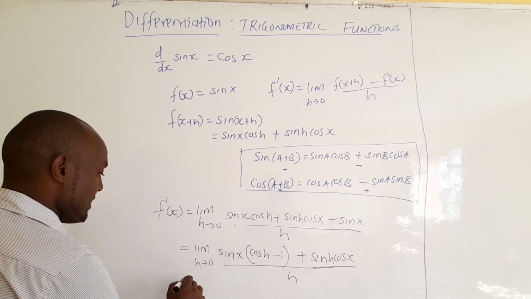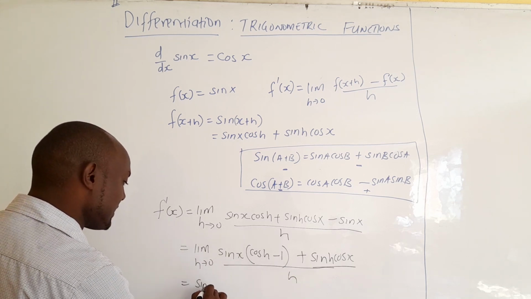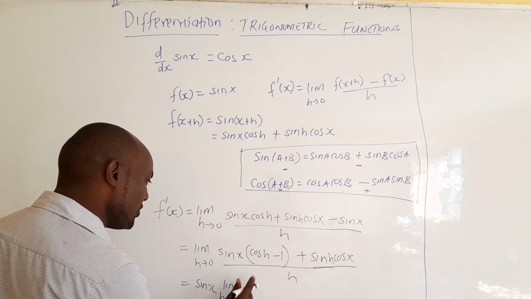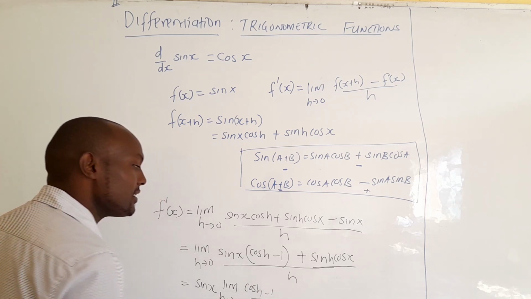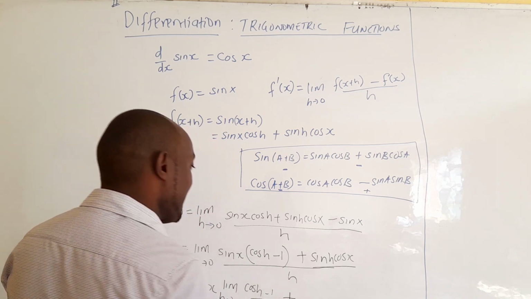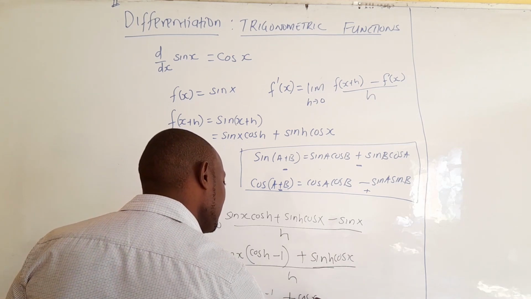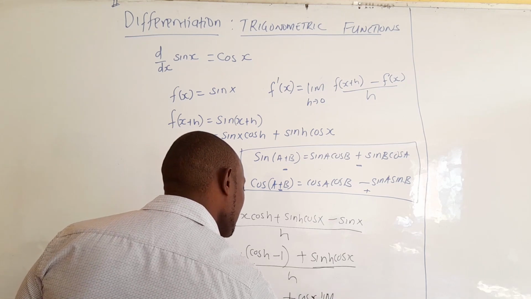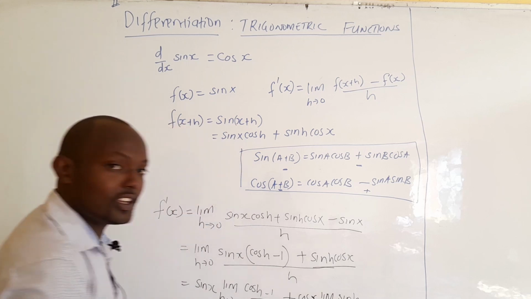So this will be the same as, because we are dealing with h, you can have sine x. Now limit as h approaches 0, we'll have cos h minus 1 all over h plus, again, here we are dealing with h only, so cos x, limit as h approaches 0 of sin h all over h.